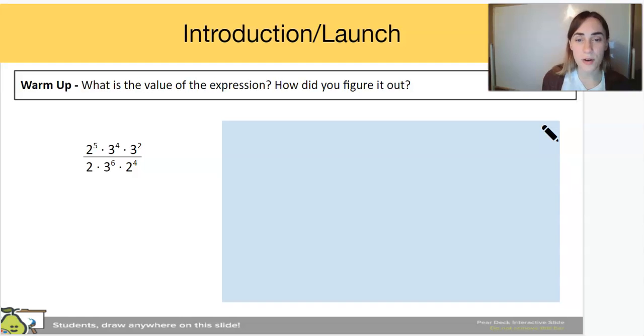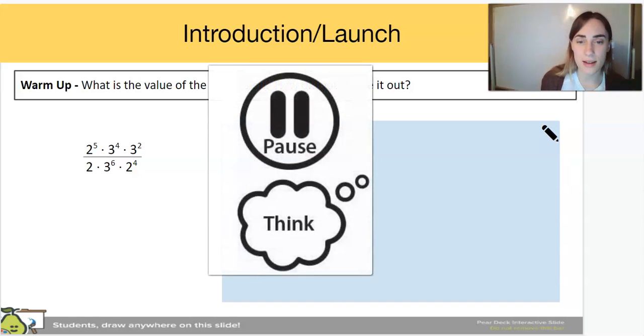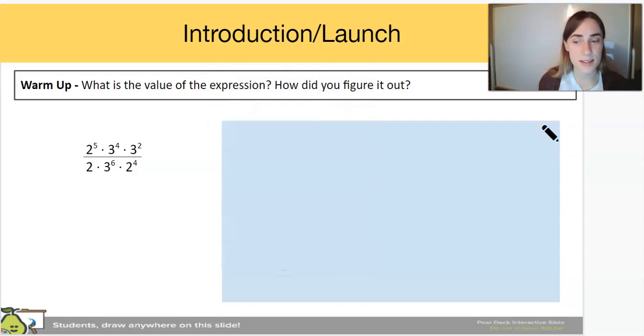So pause the video, look at that expression, and try to come up with your best estimate or calculation to show the value of that expression. Now that you've had some time to think independently about the value of this expression, I want us to think back to something that we discussed a couple lessons ago about multiplying numbers in exponential form.